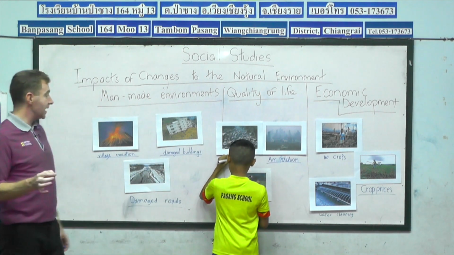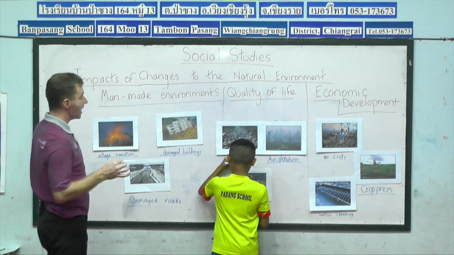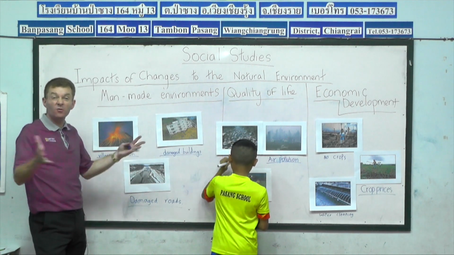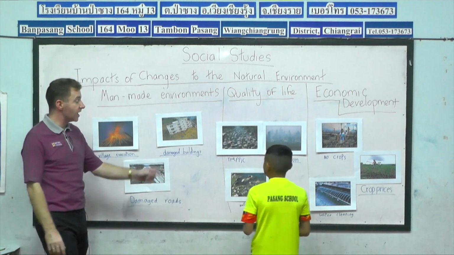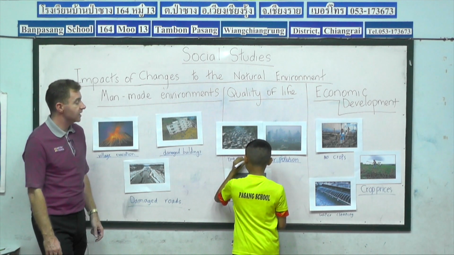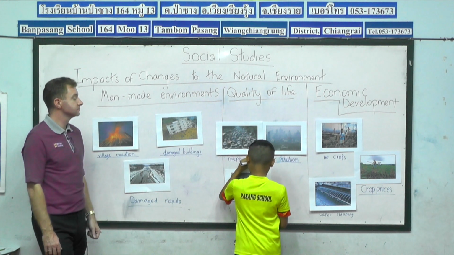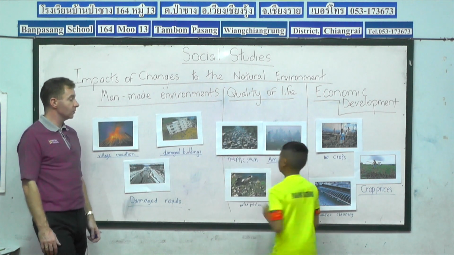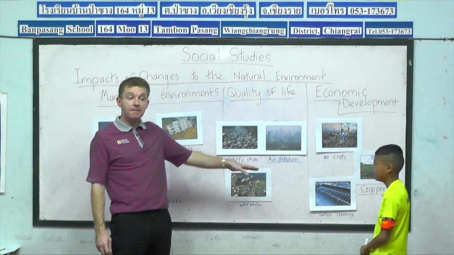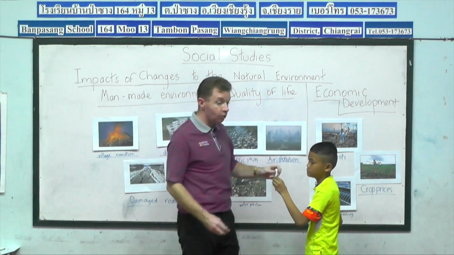T, R, A, F, F, I, C. And then jam, which means lots of cars together, J, J, A, M. Brilliant, Chu. Very well done. So together we can say traffic jam. Excellent, Chu. Big round of applause for Chu, please, guys.